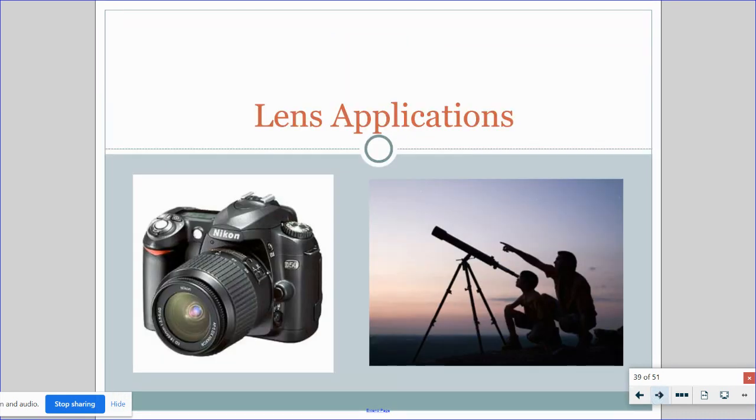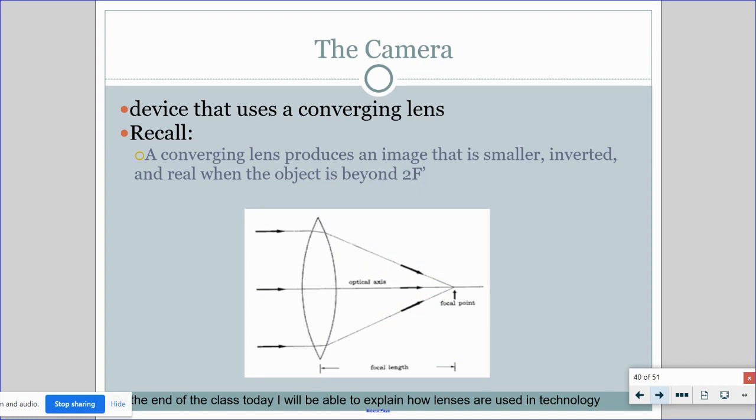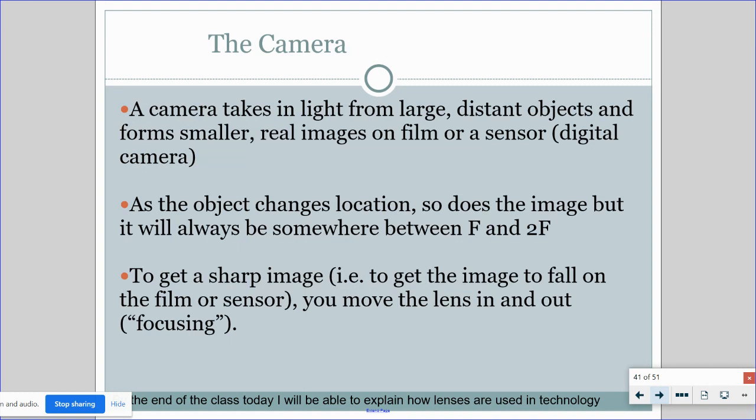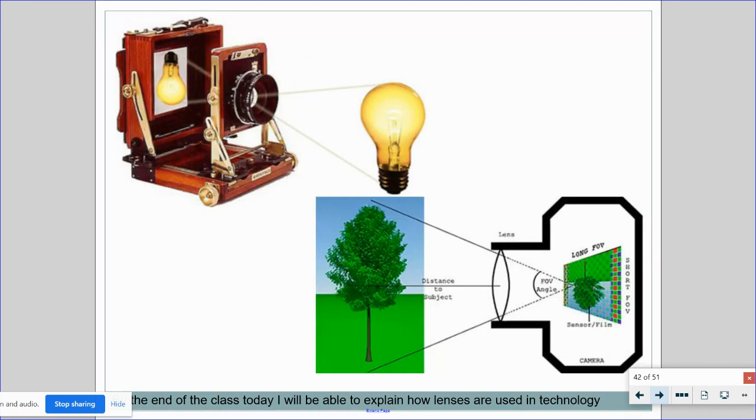Okay, so what do we use these guys for? The camera is basically a converging lens, and it makes an image that's smaller and inverted and real when the object is beyond 2f. So a camera takes in the light from large distant objects, forms smaller, real images on film or a sensor. As the object changes location, so does the image, but it's always going to be somewhere between the f at the primary focus and 2f. To get a sharper image, you need to move the lens in and out so that it can focus, and that's what we call focusing.